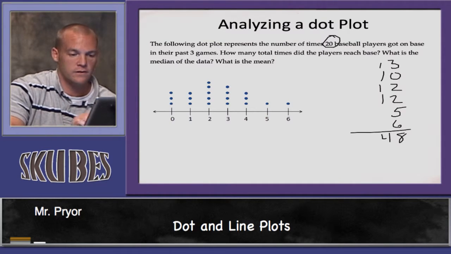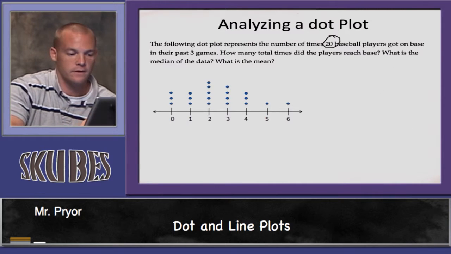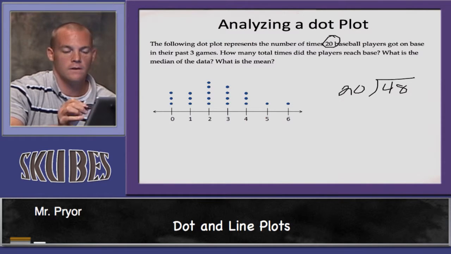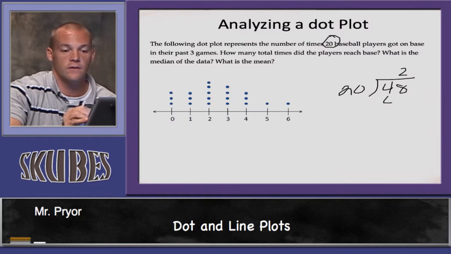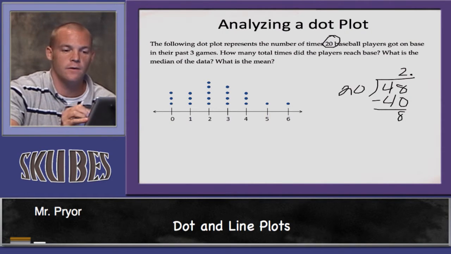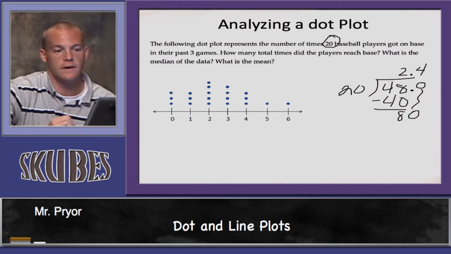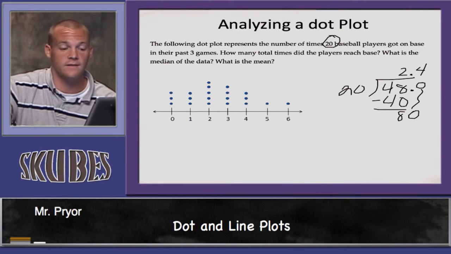So we're going to have to do some division. All right, we have 20 total players, as I have circled up there. So we're going to divide 20 into 48. All right, and that's going to go 2 times. So 2 times 20 is 40. Subtract and you get 8. And depending, you may want to take it out to the tens place. I always like to when you're doing a mean. So bring down that 0, and 20 goes into 80 4 times. All right, so the average number of bases here, or the mean average of bases, is 2.4 bases for those players.